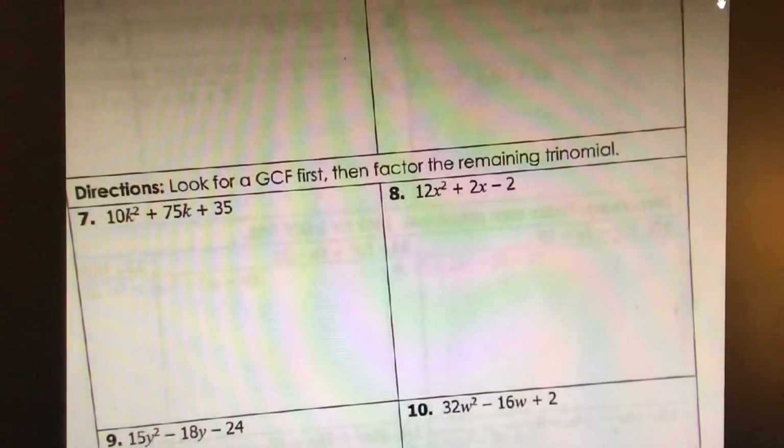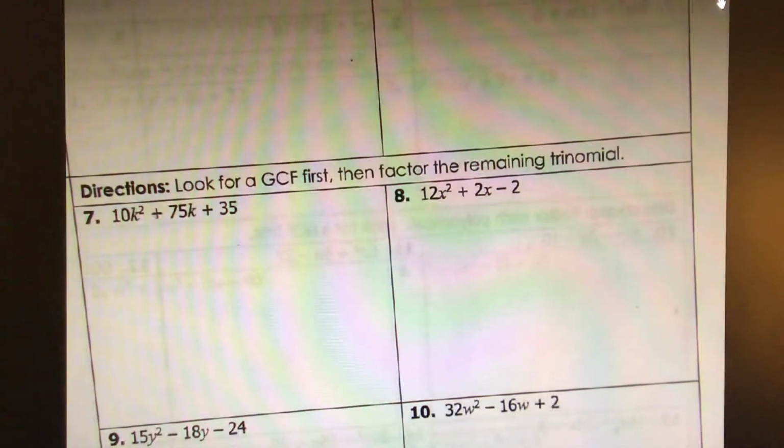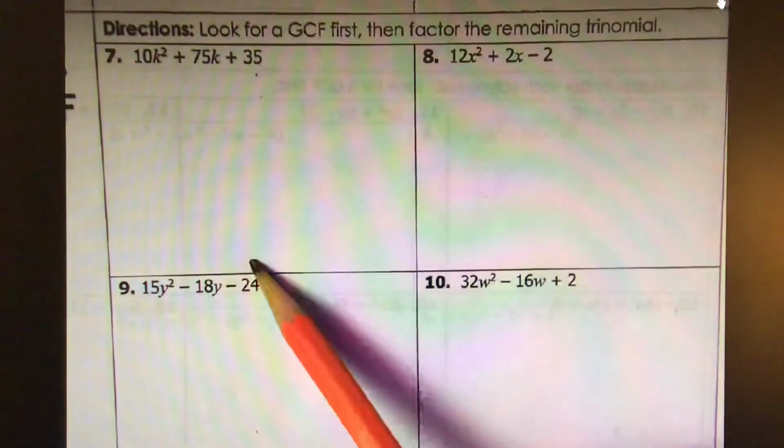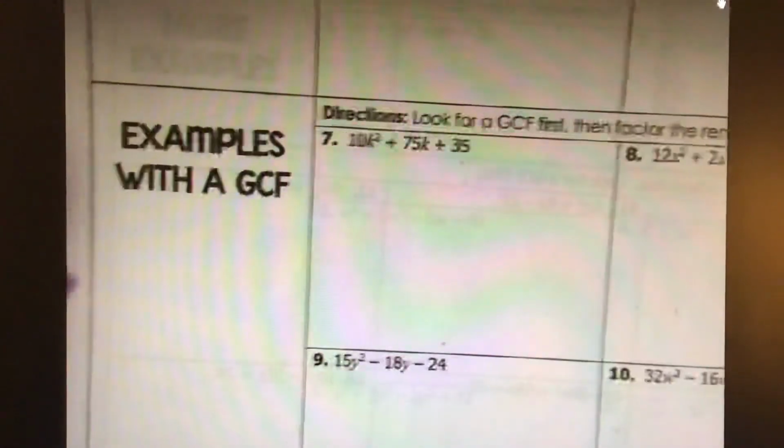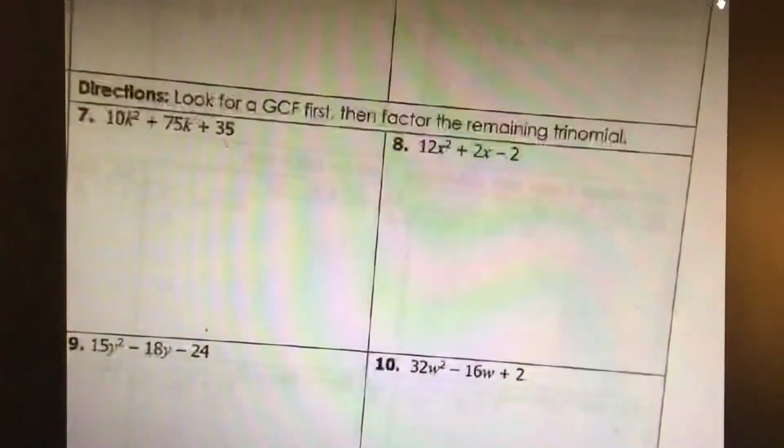Okay. Good luck. On the back. We could do one more, I guess, back here. This is kind of interesting. Number 7, examples of the GCF. So if you can, you may have to do all of these steps.